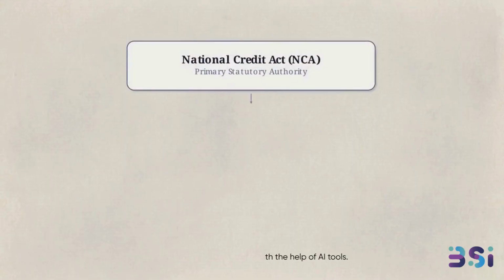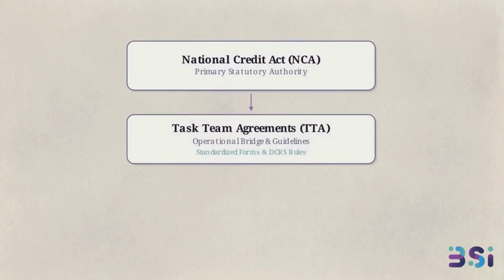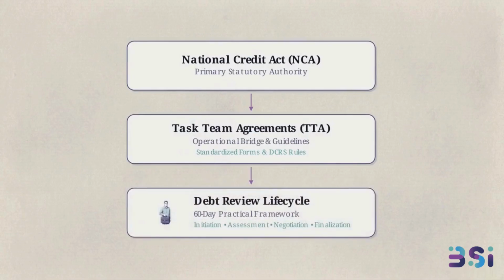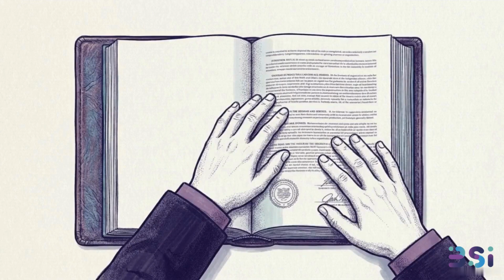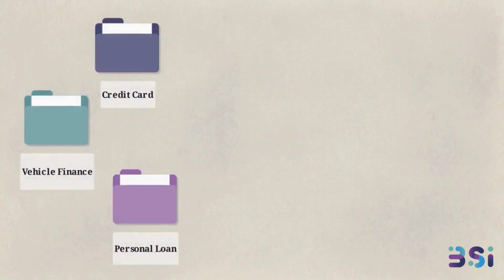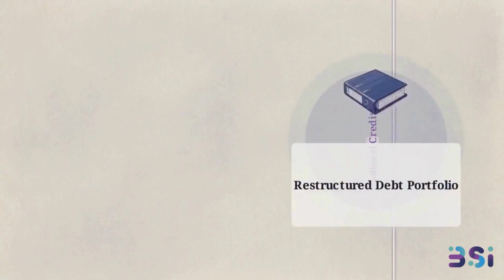Animation illustrates the objective of this course, providing credit providers an operational guide to the task team agreements and the statutory debt review process. The National Credit Act enforces a specific transition in credit recovery. It replaces isolated account-by-account collections with a coordinated, industry-wide restructuring of a consumer's entire debt portfolio.